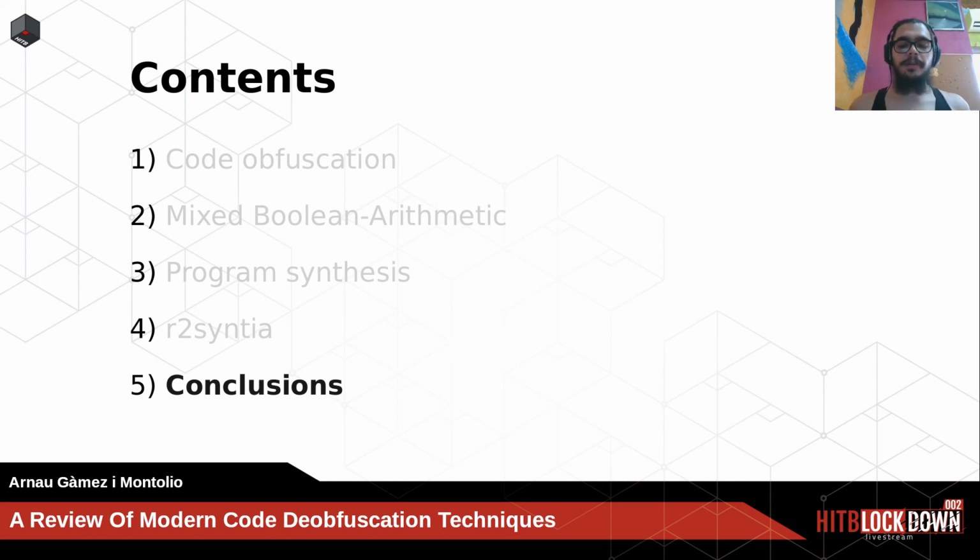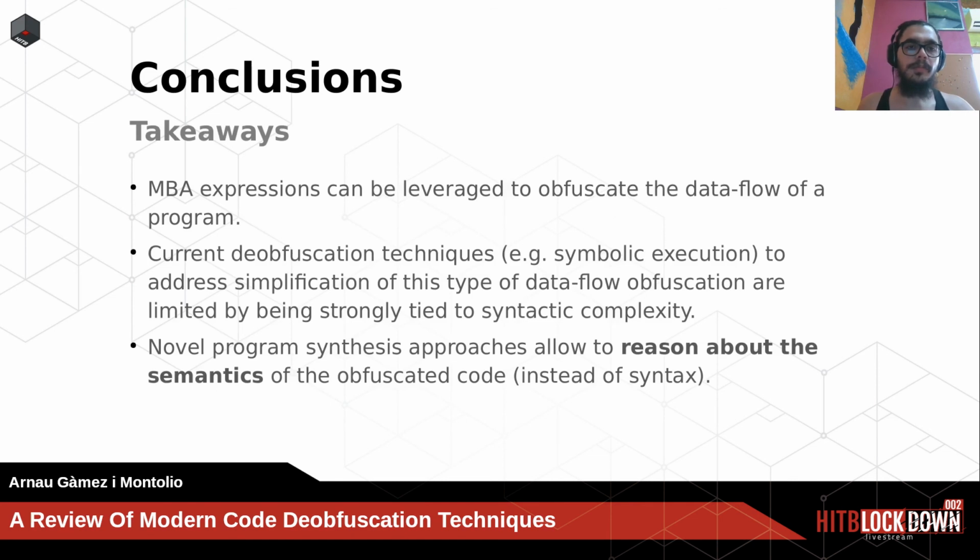So let's see a bit of the conclusions of the talk and my work in here. First of all, a few takeaways. Mixed Boolean arithmetic expressions can be leveraged to obfuscate data flow of a program. This has been demonstrated before. We can use MBA rewritings and insertion of identities, and we've seen, for example, Tigress that is using the encode arithmetic transformation that essentially does a replacement of an expression with a more complicated mixed Boolean arithmetic expression.